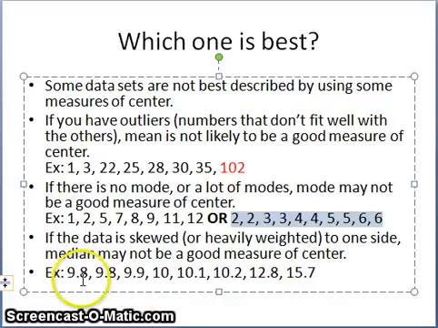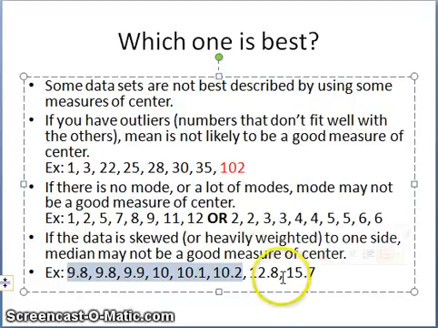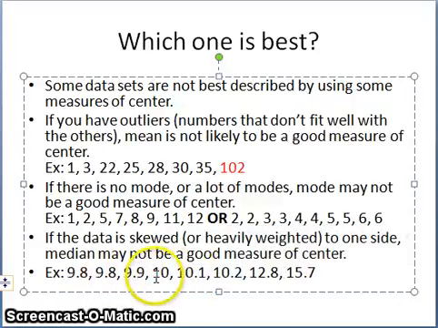So if you look at this data here, notice that the 9.8, the 9.8, 9.9, 10, 10.1, 10.2, these are all really close together, whereas the 12.8 and the 15.7 are not. They probably aren't outliers, but because there are so many numbers that are so close to each other over here, the median would not necessarily be a good measure of center. If you were to try to find the median of this, let's see, there's 1, 2, 3, 4, 5, 6, 7, 8 numbers. So the median would be right here.